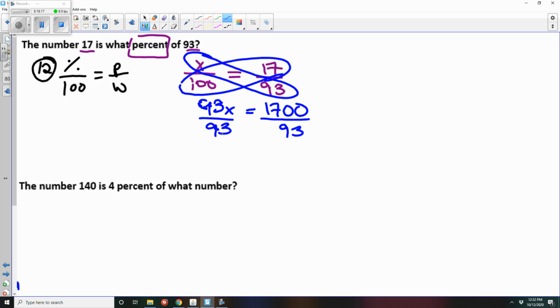And what is 1,700 divided by 93? 18.279. There we go. And now, like last time, your 18.279 is what? A percent. So we have to throw that percent symbol behind it, and we're all good.